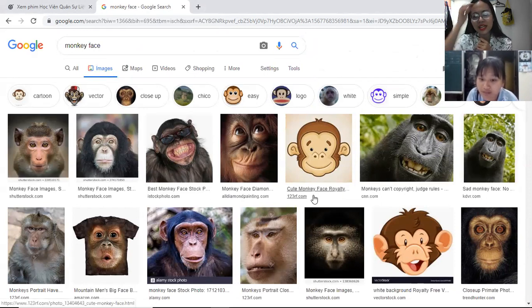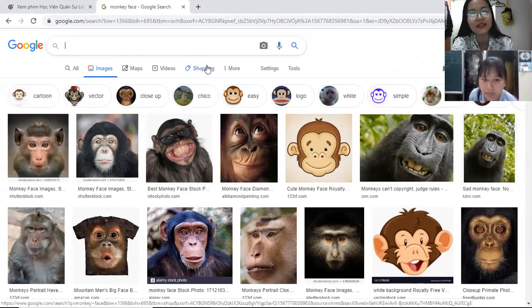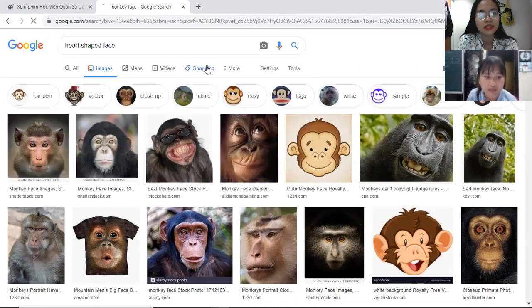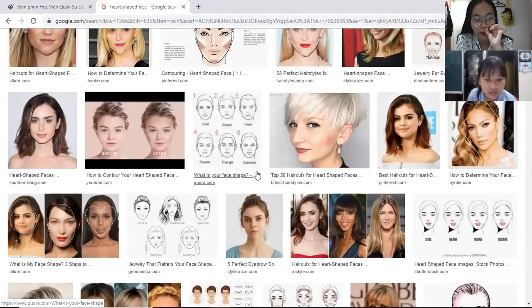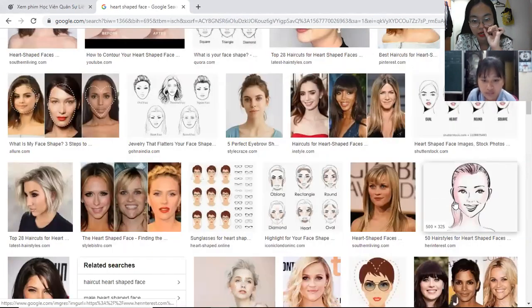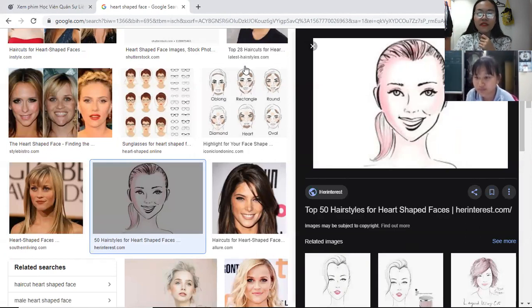Okay, because it's easy to see that it is the Earth, right? Can you see it's the same as the Earth? Okay, the human face. Okay, we also have the Earth face. Okay, now what is the Earth face here? Here you can easily see the Earth face. Okay, this one is the Earth face. The heart shaped face. I'm sorry, heart shaped face.